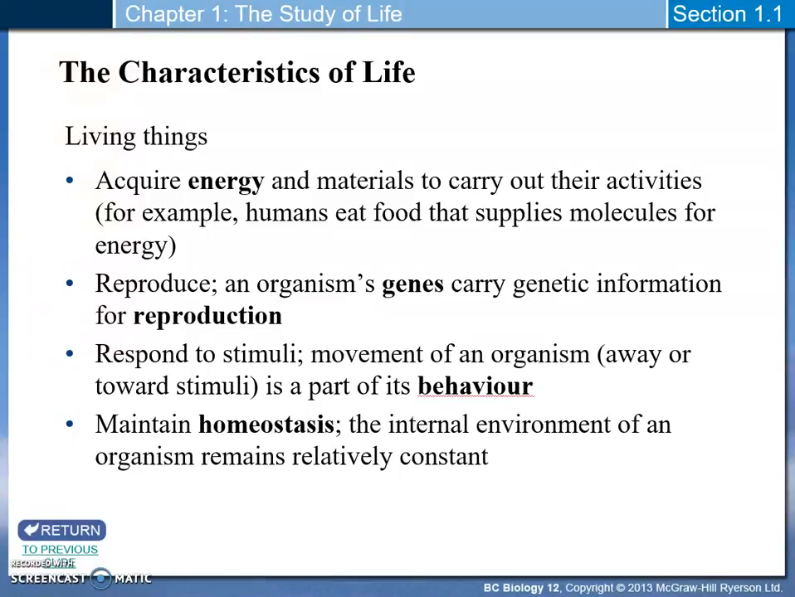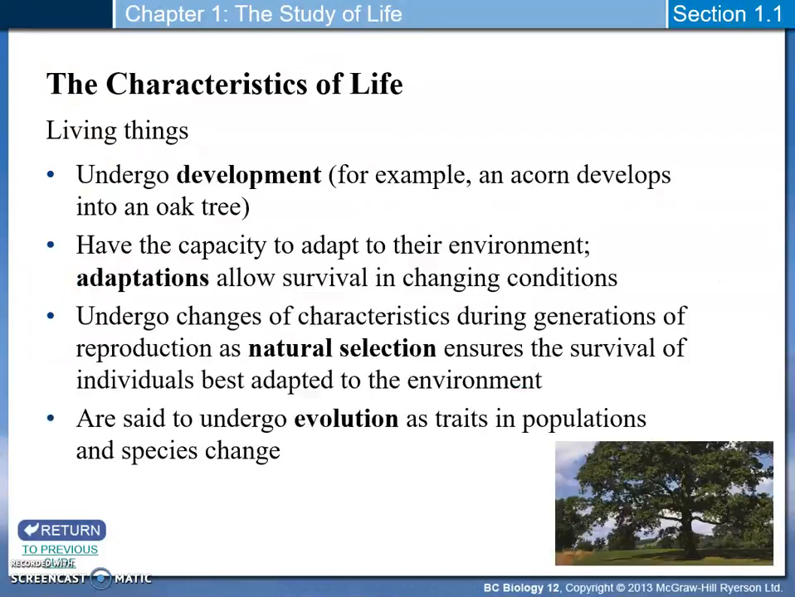In addition, living things, they maintain homeostasis, which is maintaining the internal environment of the organism and keeping it relatively constant. Also, living things, they undergo development. So an example of that would be that an acorn develops into an oak tree. And living things, they have the capacity to adapt to their environment, and adaptations, they allow survival under changing conditions.